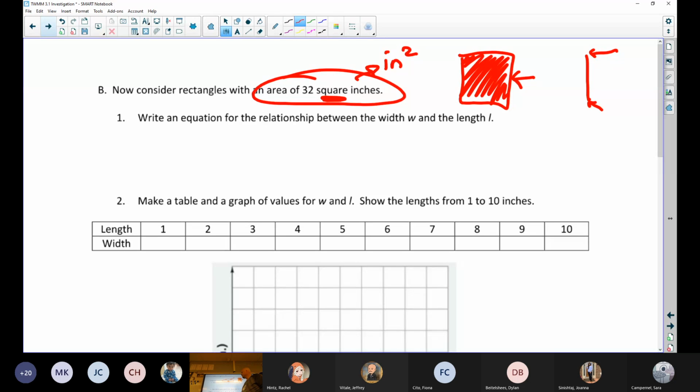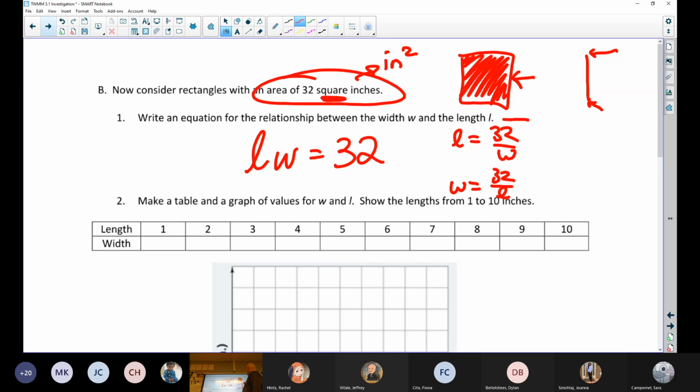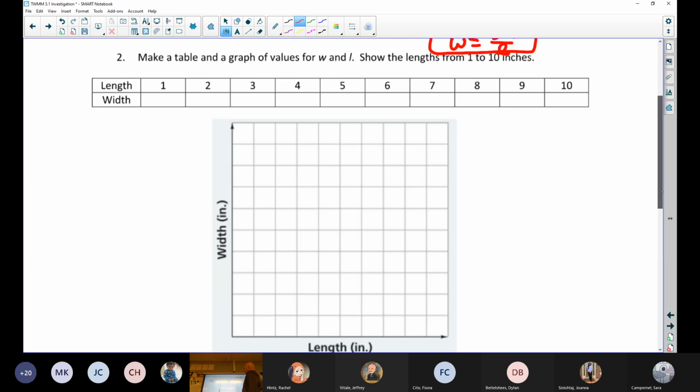So think about what we just wrote as an equation. Can we write an equation for this model? Remember what we just wrote on the previous page. L times W equals 32. Good. Length times width equals 32. And if we were to solve for one and the other, you could also have it like this. These answers here would give you the same answer as this. All right, so we have a table here.